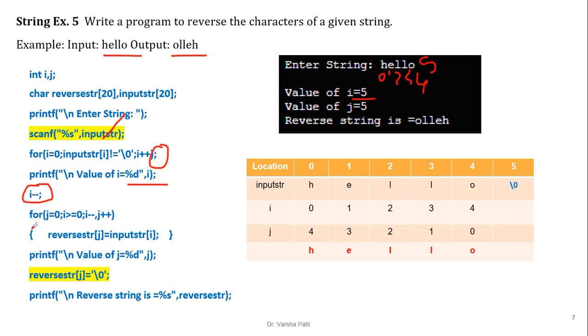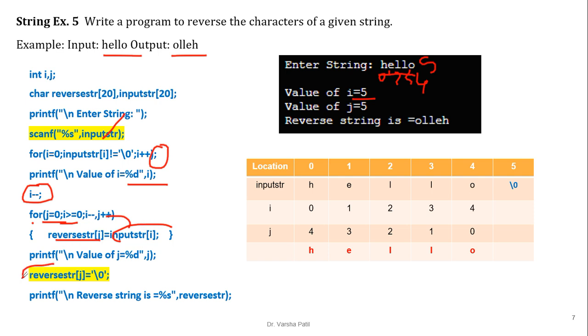Then after that, what? j equal to 0. Now we want to copy into the reverse string. So the reverse string location will start from j, that is j equal to 0, I is greater than or equal to 0, I minus minus, and j plus plus. So we are incrementing the j and we are decrementing the I. And what will be our condition? I is now 4. Now it will go from 4 to 0. That's why the condition is there: I is greater than or equal to 0, I minus minus, and j plus plus. So in this way we copied the input string from the reverse direction into the reverse string.